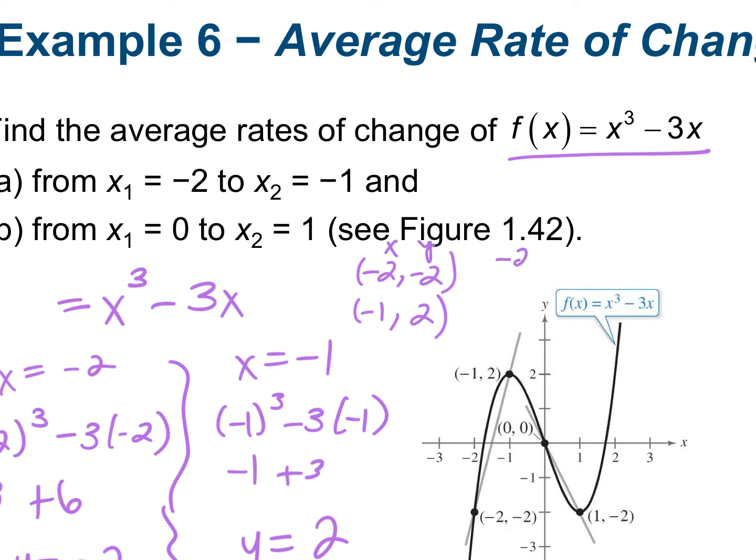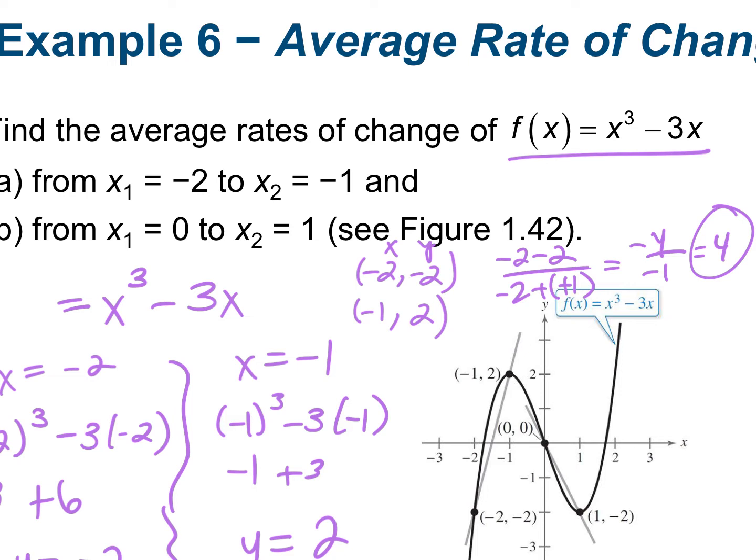I'm going to say -2 minus 2 over -2 minus -1. You guys agree? Lots of -2's in there. Did I write them correctly? What's -2 minus 2? -4. -2 plus 1 is -1. So my average rate of change over the interval of x is -2 to x is -1 is +4.